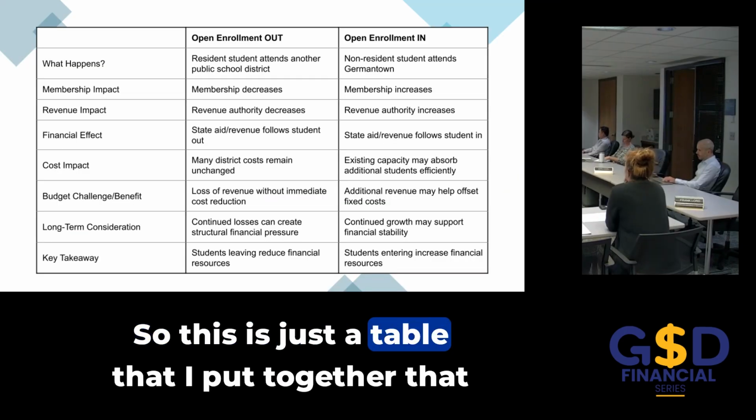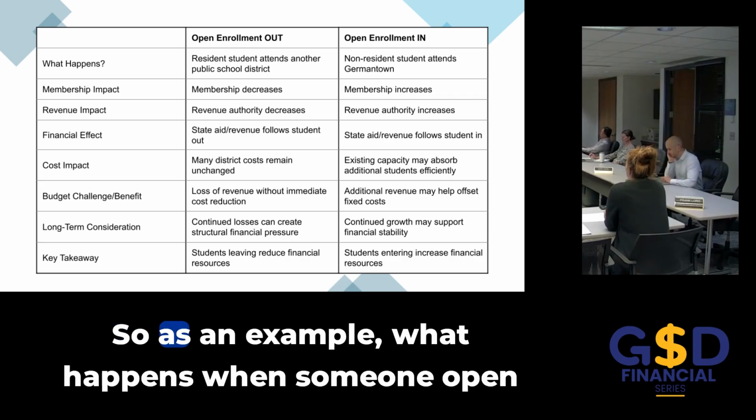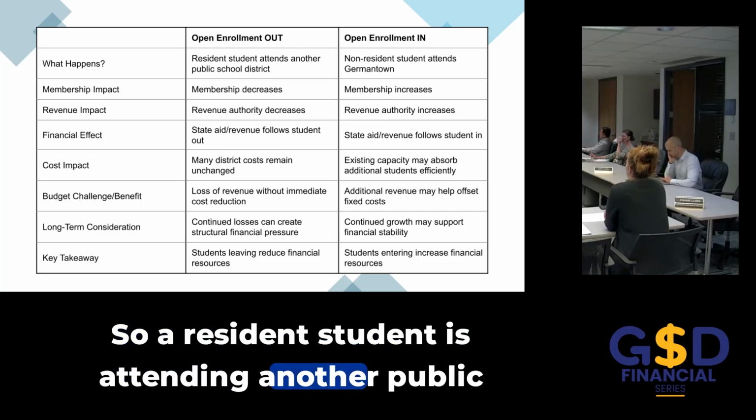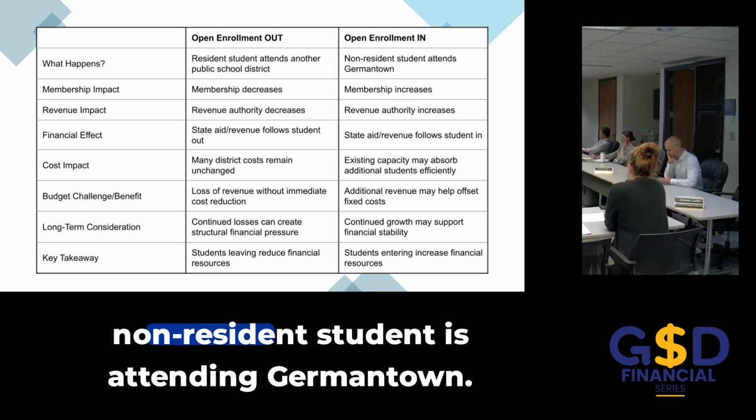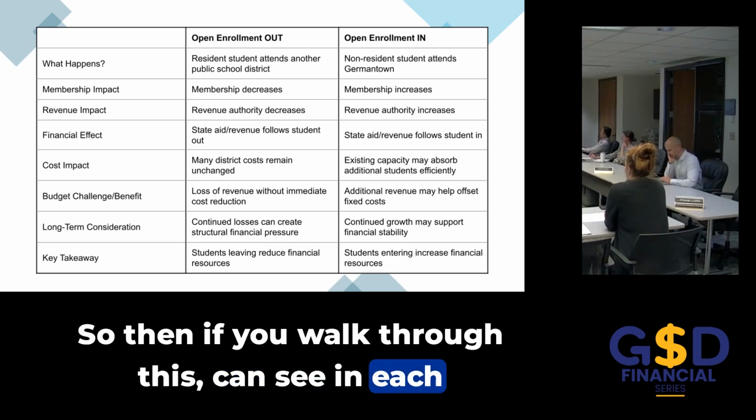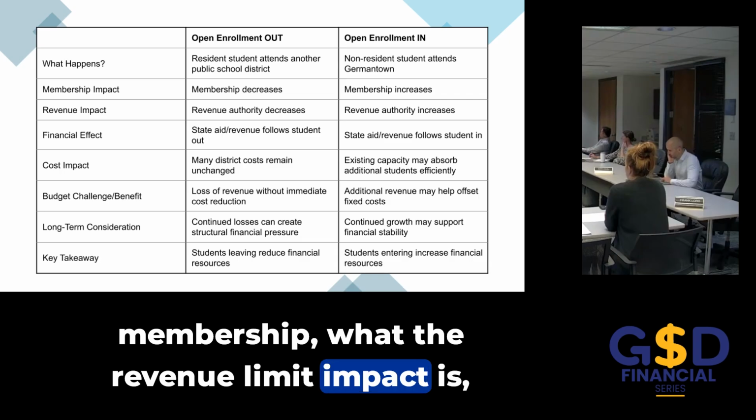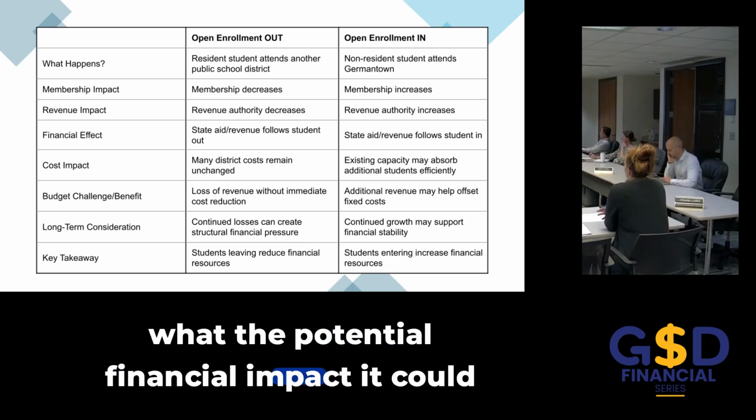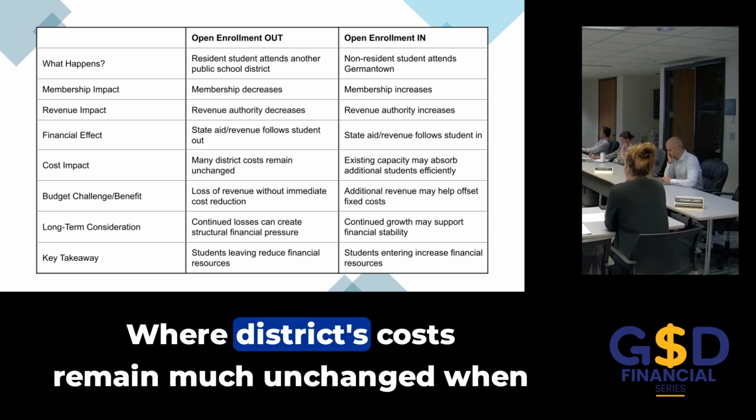So this is just a table that I put together that just shows open enrollment out versus open enrollment in. So as an example, what happens when someone open enrolls out? A resident student is attending another public school district. On the other side, open enrollment in, a non-resident student is attending Germantown. So then if you walk through this, you can see in each situation how that impacts membership, what the revenue limit impact is, and the potential financial impact, it could be the cost impact, right, where district's costs remain much unchanged when you have open enrollment out.